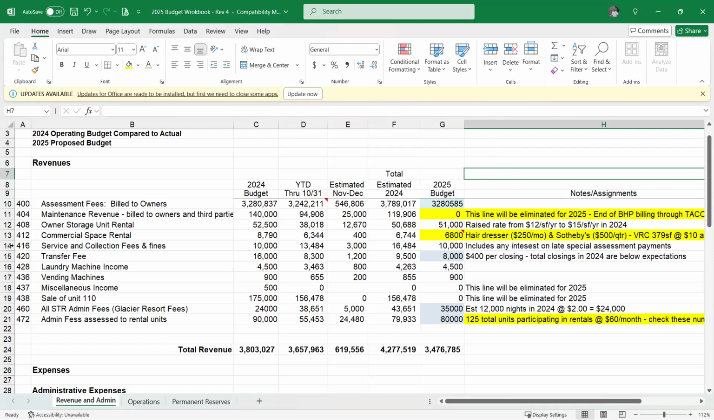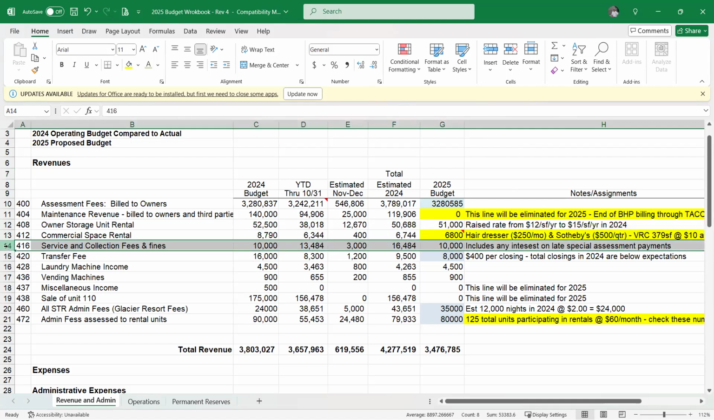All right. So more to come on that one. Service and collection fees. This is interest and late fees on past due assessments. We've collected quite a bit of that over the last few months, mostly because we've gotten into a new collections procedure.